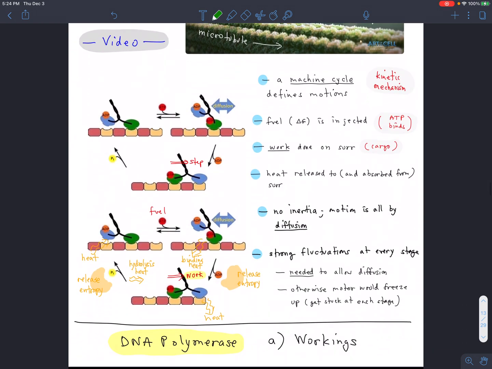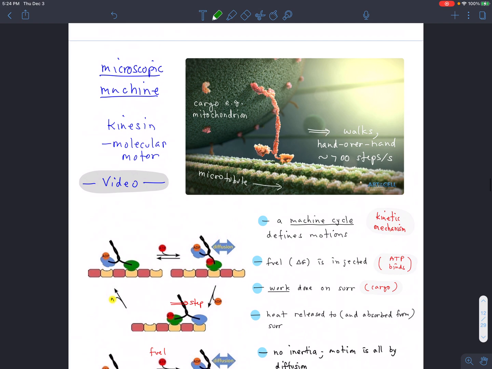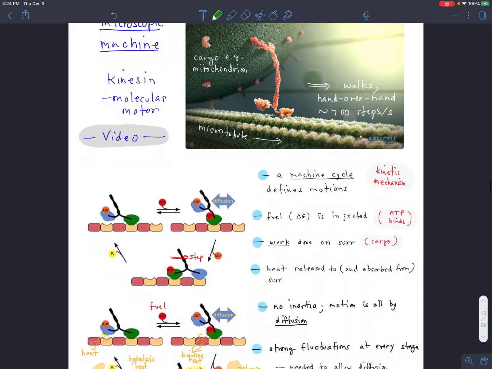We talked about this again. We looked at kinesin in this case, right, which is a little motor that walks hand over hand along a microtubule carrying a cargo of a mitochondrion or some other organelle or fat globule or something like that that it's carrying from one end of a long dendrite, let's say, in a nerve cell to the nucleus, or the other way around. And it goes pretty fast, 700 times per second, typically.